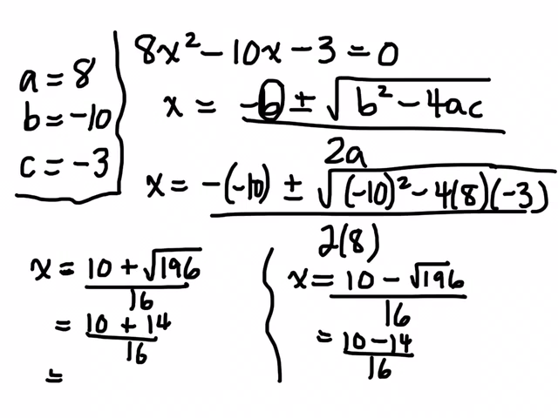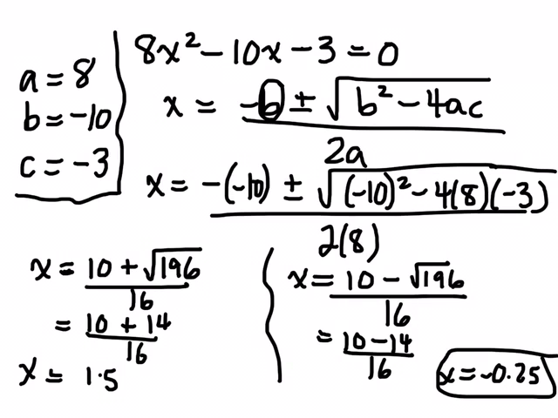So x is equal to 1.5? Yes. And x is equal to -0.25. Good. Two roots. So this quadratic relation would have two roots.